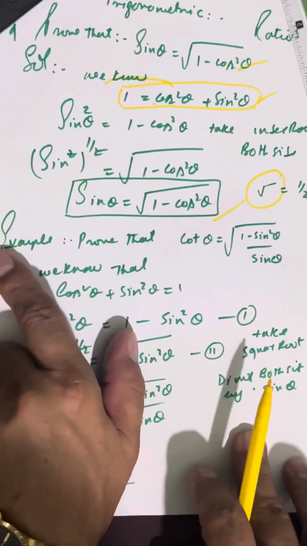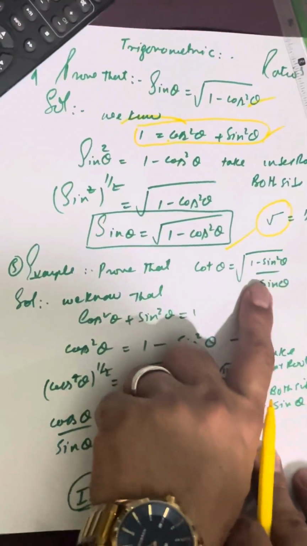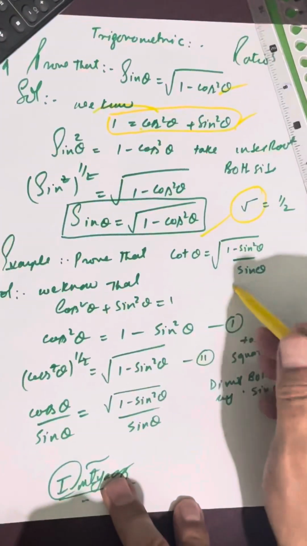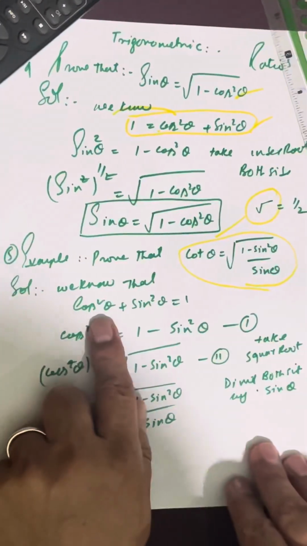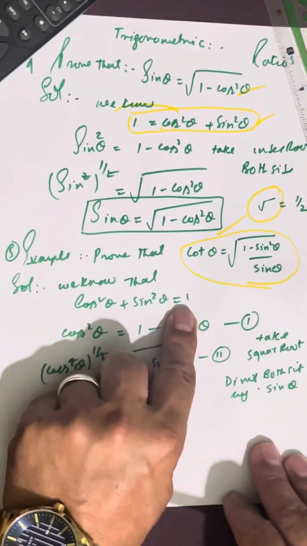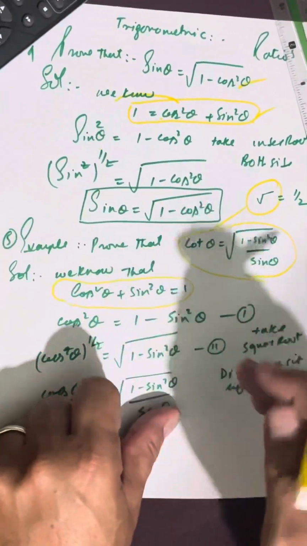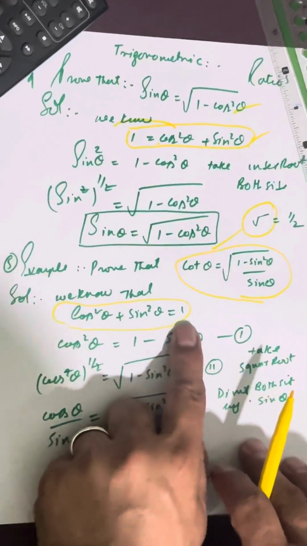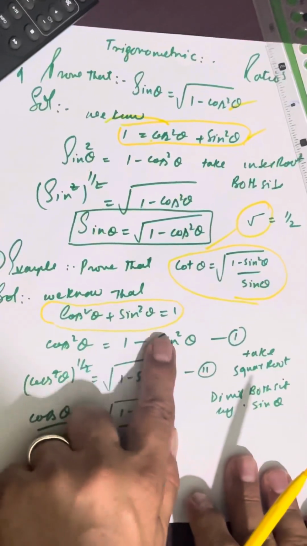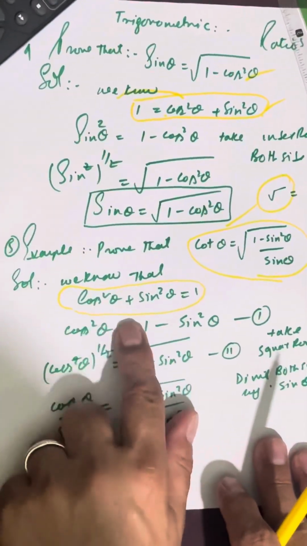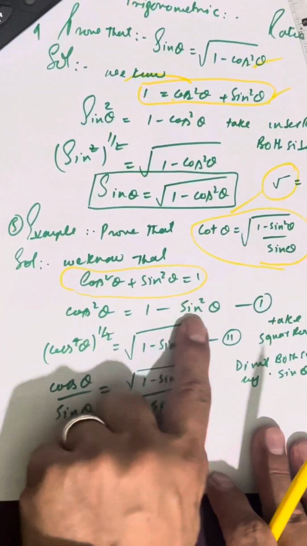Example 5. Prove that cotangent theta is equal to the square root of 1 minus sine square theta, divided by sine theta. We are going to prove this one. We know that cos square theta plus sine square theta is equal to 1. This is very important. This identity you will always come across in calculus, trigonometry and other related subjects. From here, when you take sine square theta to the other side, cos square theta is equal to 1 minus sine square theta.